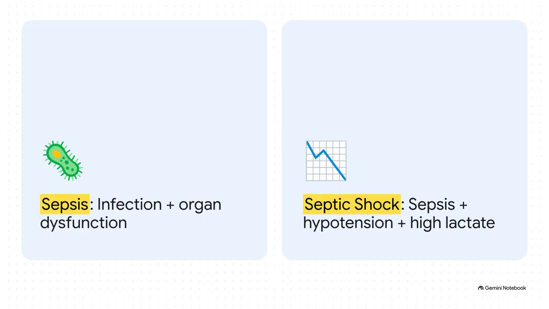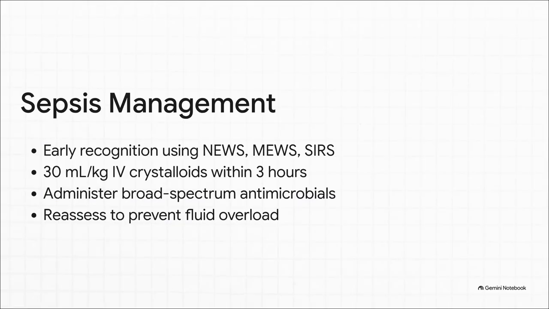Sepsis itself is defined as an infection coupled with organ dysfunction. But septic shock, that takes it to a whole different, highly fatal level. Septic shock is sepsis plus persistent hypotension, dangerously low blood pressure, and high lactate levels, which means totally inadequate tissue perfusion. Because this moves so incredibly fast, clinical management is all about early recognition and a highly coordinated 3-hour bundle.